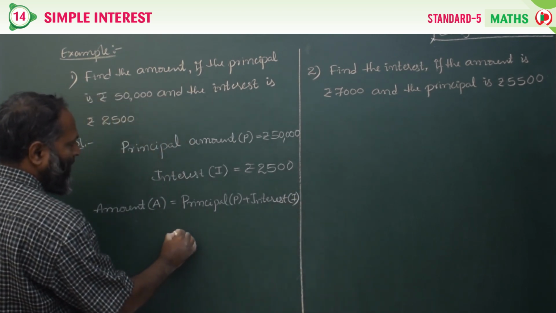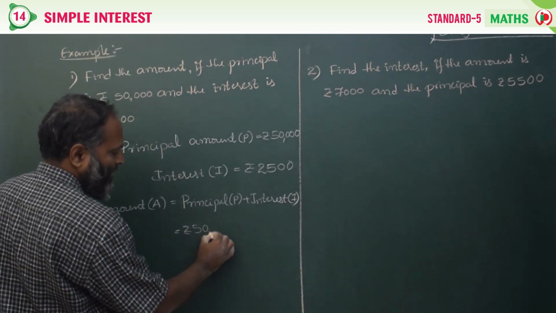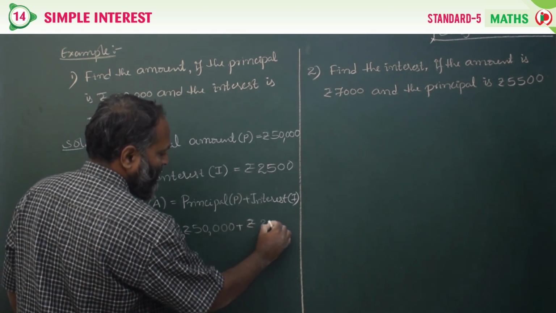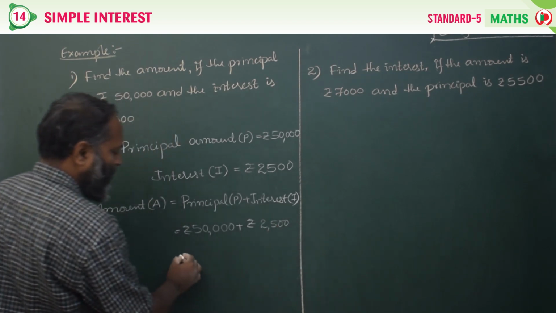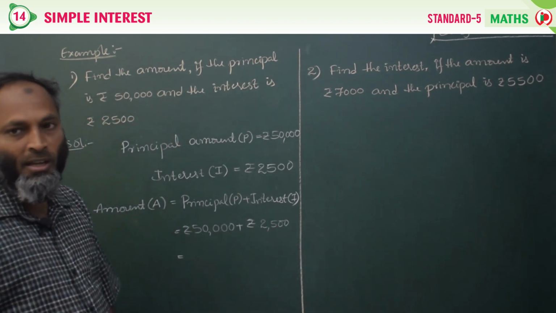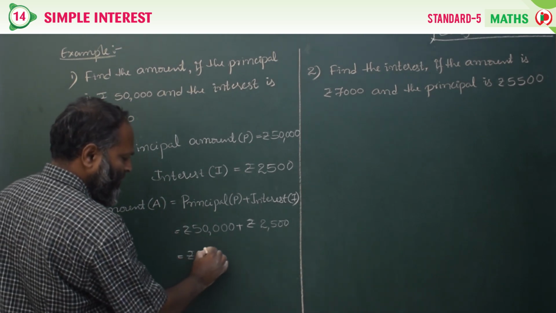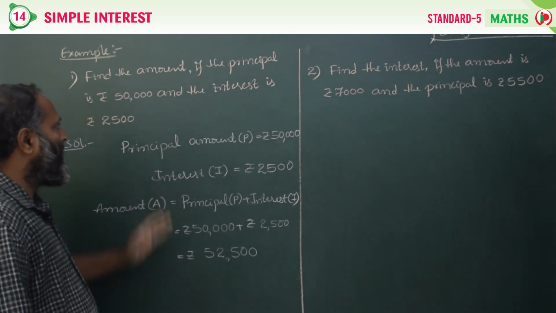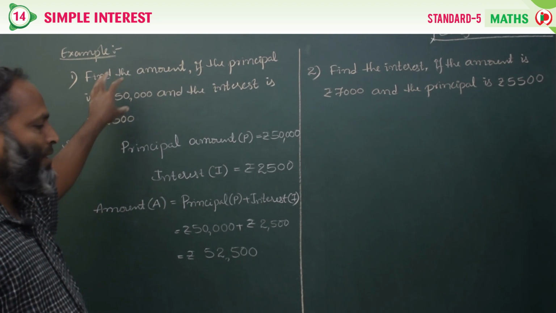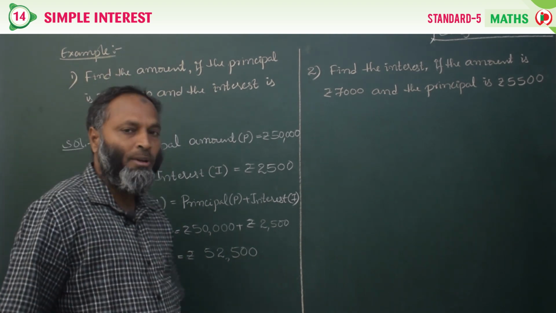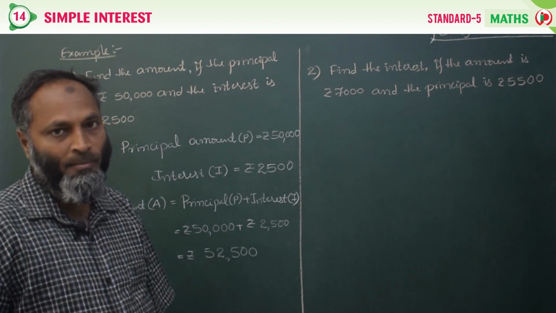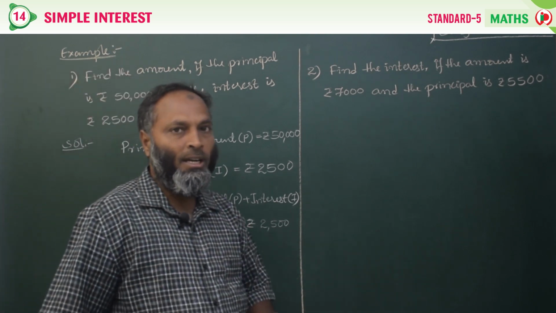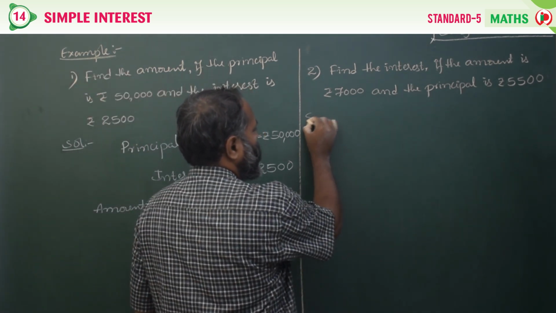So, what is the principal value? That is 50,000. The amount he borrowed is 50,000, and the amount he paid as interest is 2,500. If you add both, 50,000 plus 2,500, you will get 52,500 rupees. So, he should pay the principal as well as the interest. At the end he should pay 52,500. This is the method to calculate how much amount he should pay when principal and interest are given.